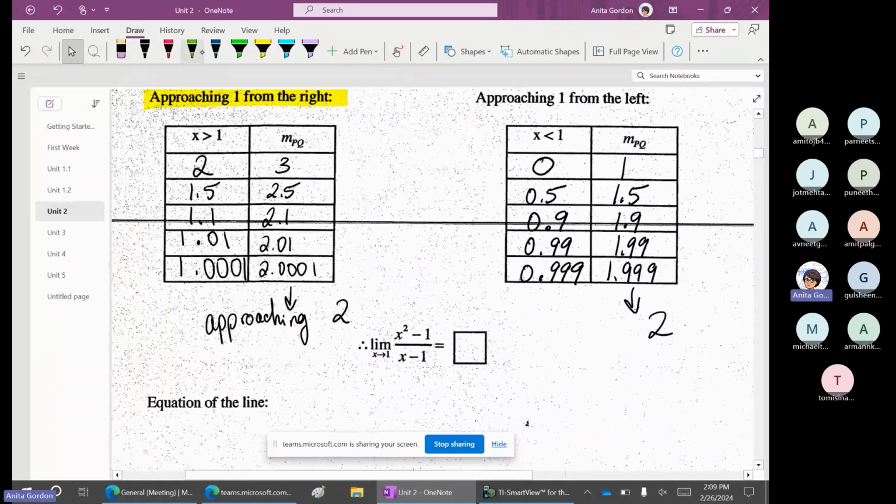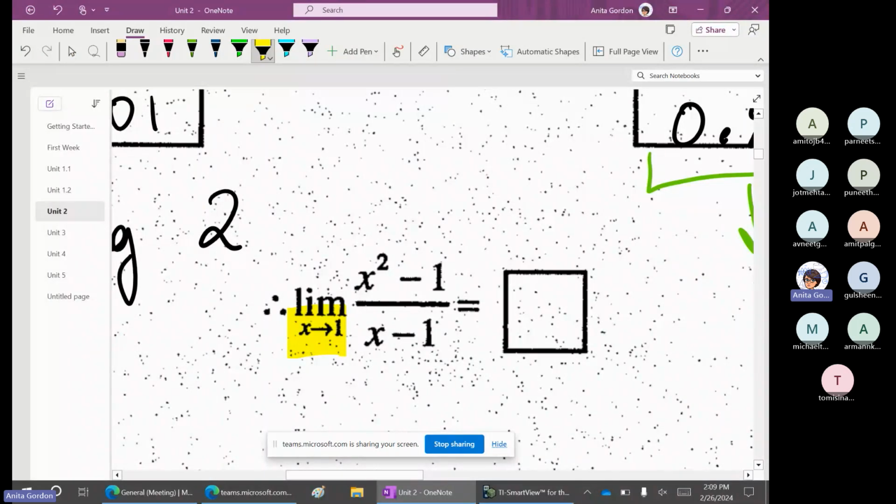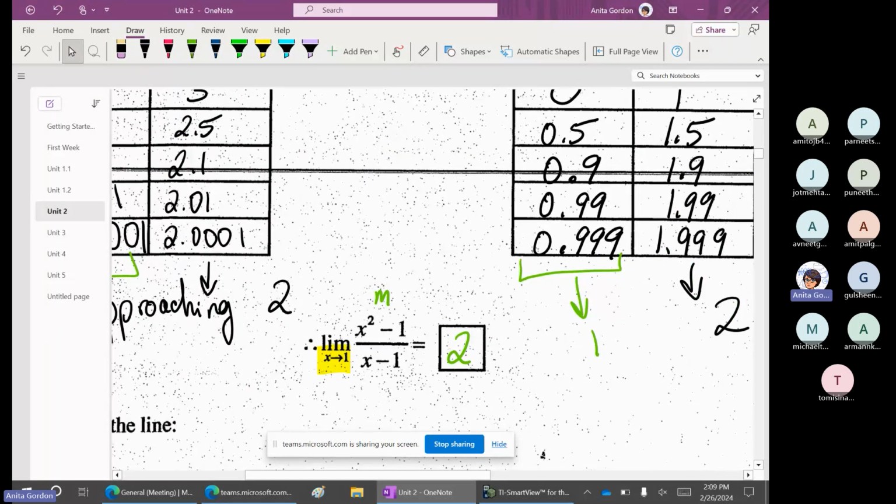So as my x values get close to 1, so you see from both sides, left and right, from the small side getting bigger to 1, from the big side getting smaller to 1, this is what this limit is saying. As x approaches the value 1, the slope is approaching the number 2. So the slope at that point is 2.